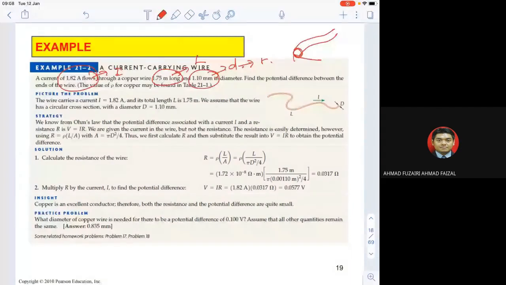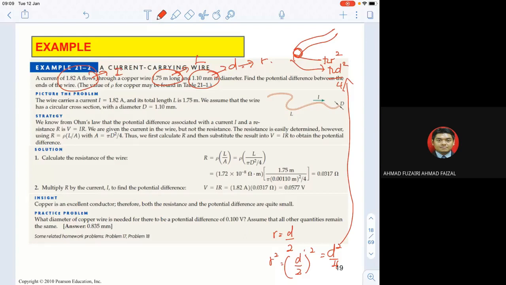So the cross sectional area is pi r squared. Or maybe you can define this one as pi d square over 4. How can we get pi d square over 4? It is based on r equivalent to d over 2. So if r squared, then this one is d over 2 also squared. Then of course you can have d square over 4. So that's how they get d square over 4.